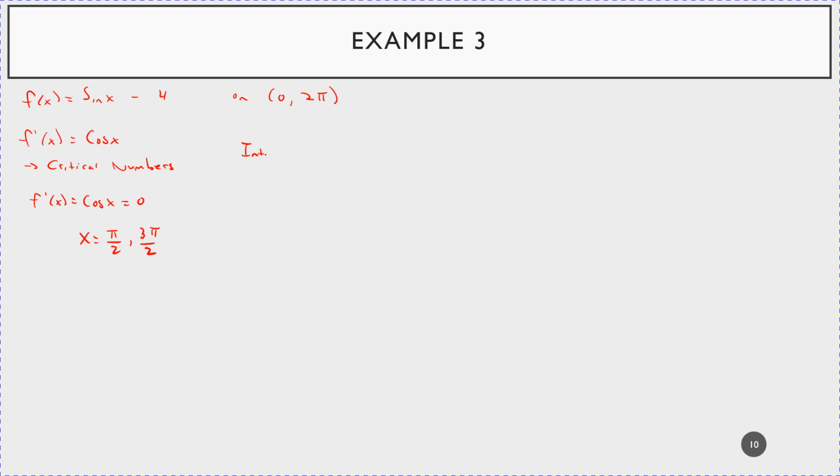All right, so our intervals. You're going to start at 0. The first number you come to is pi over 2. Then my second interval, I'm going to pick right up at pi over 2 and go to 3 pi over 2, because that's the next number. And then my last interval, I'm going to go from 3 pi over 2 all the way to 2 pi. All right, so then you need a test value in each of these.